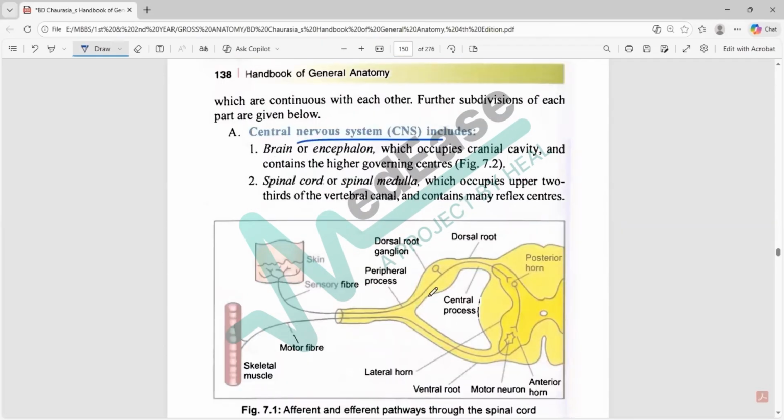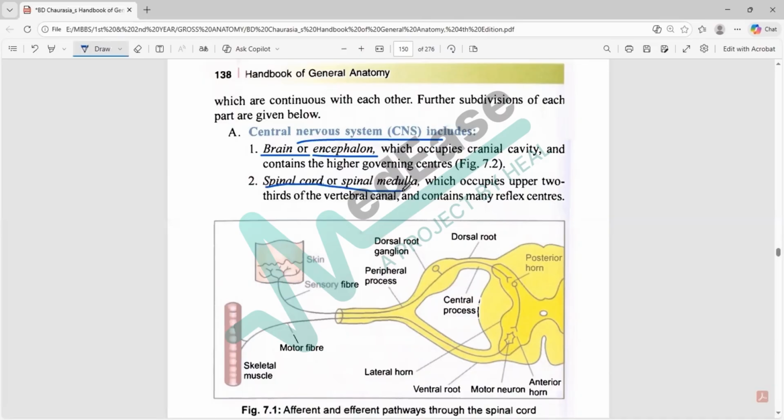The CNS includes the central nervous system, which includes the two main structures present centrally, the brain and the spinal cord. The brain is also known as encephalon, and this will be mainly present in the cranial cavity in the skull, and this will be containing mainly the higher centers, which help us to mainly perform most of the voluntary function, help us to think and help us to speak, and most of the function we perform.